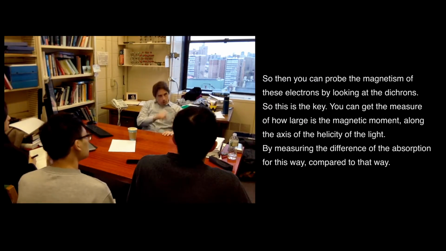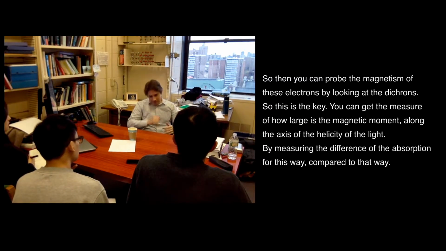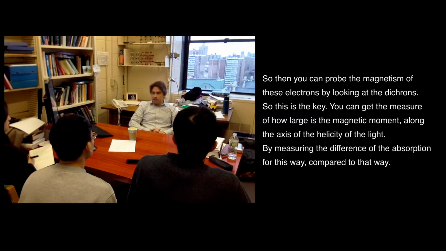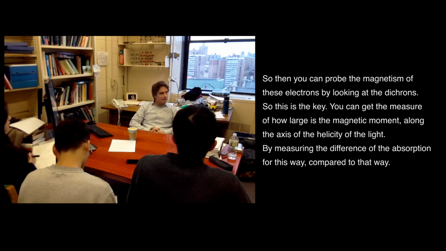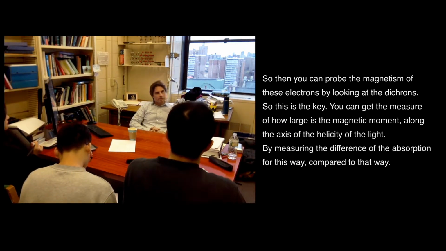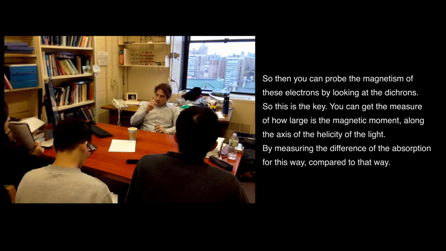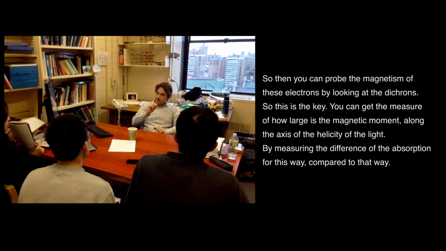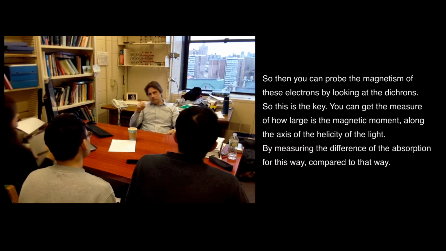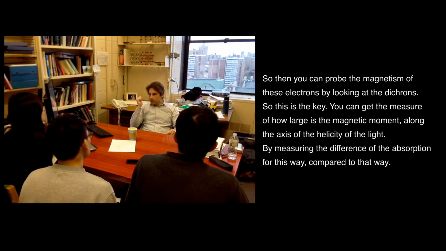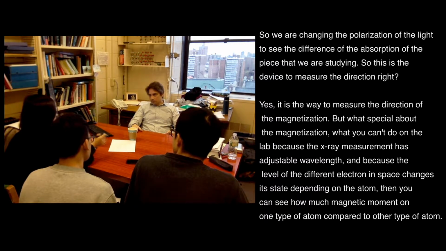Then you can probe the magnetism of these electrons by looking at the dichroism. So this is the key. You can get a measure of how large the magnetic moment is along the direction of the helicity of the light, by measuring the difference in absorption for this way compared with that way. So we're changing the polarization of the light to see the difference.